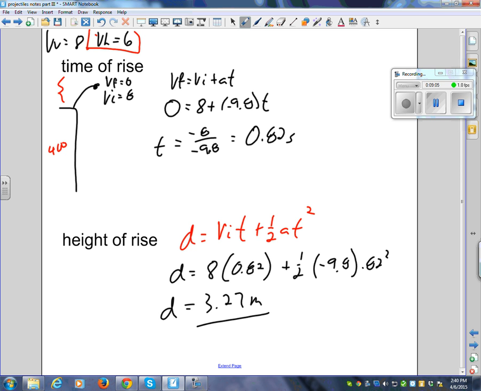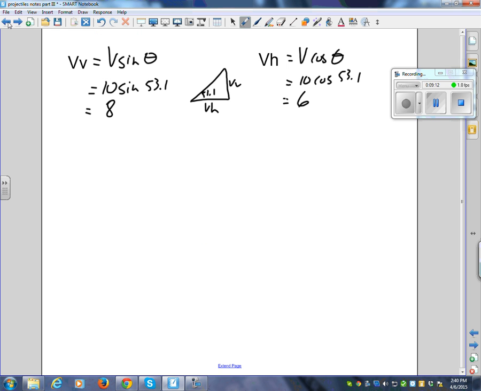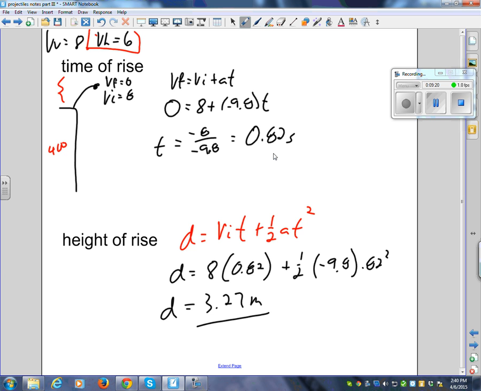Does it go very high? Hardly at all. How come it doesn't go very high? It's the acceleration. What is the angle? The angle's at 53 degrees. It's pretty steep, but it's only got a vertical component of 8, right? And the time that it's actually rising is less than a second. So it's not going to go very far. So it only goes 3.27 meters higher.